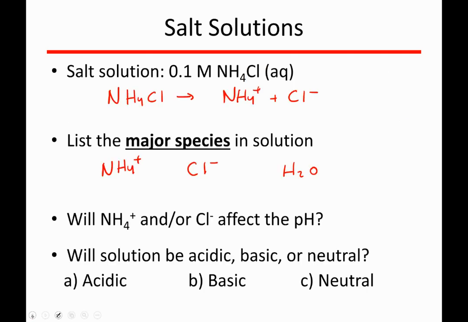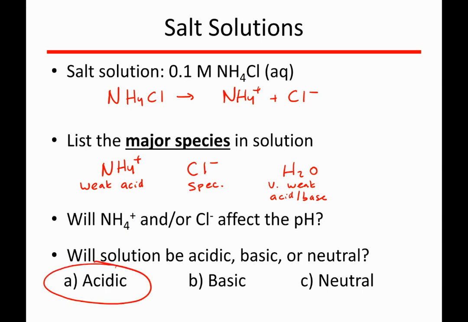So we'll put that in here. So for NH4+, this is a weak acid. And for Cl-, this is a spectator. Water is a very weak acid or base. By looking through this list of major species and what we've classified everything as, what we see here is that we have a solution that contains water and a weak acid. Therefore, we predict that this solution should be acidic. We're going to predict that you're going to have a pH that is less than 7 for this solution.